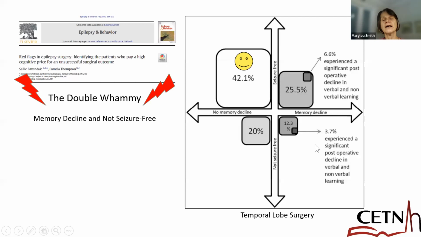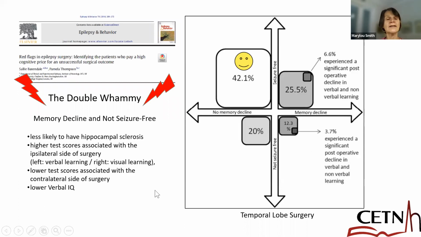And finally, the worst possible outcome was seen in about 12% of patients who showed a memory decline and were not seizure-free. And again, of these, about 4% had a significant postoperative decline in verbal and nonverbal memory. So these are patients that we have to be particularly concerned for. And this study identified a number of variables that could be predictive of this particular undesirable outcome.